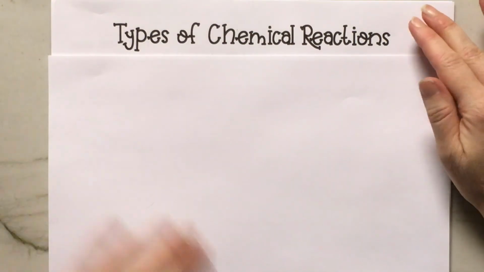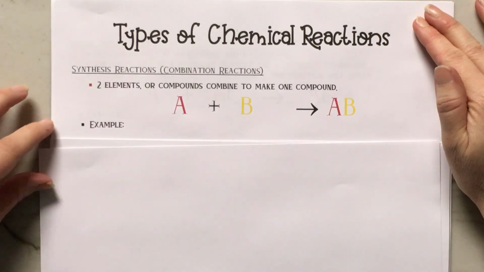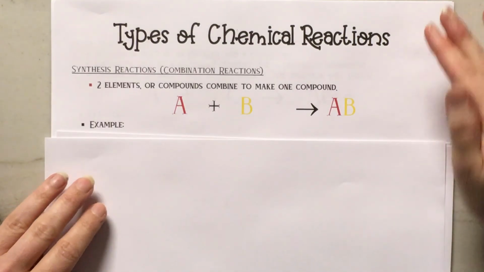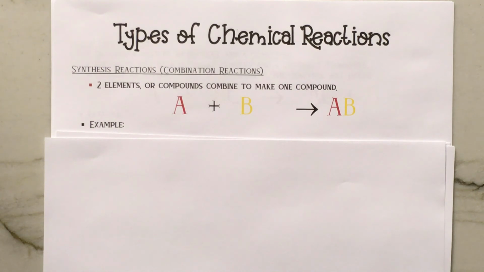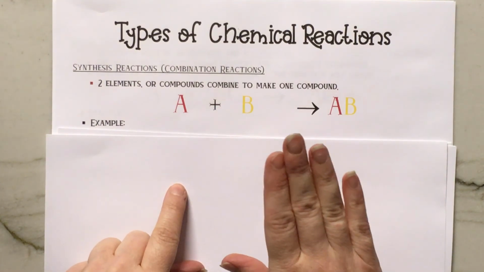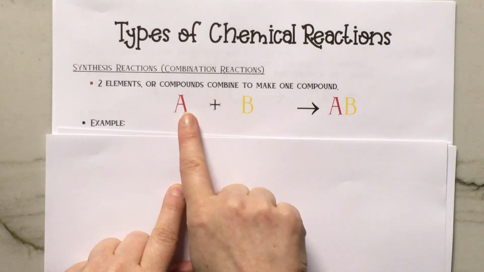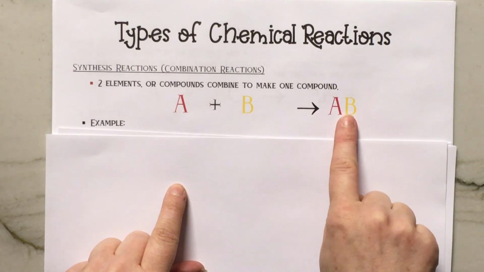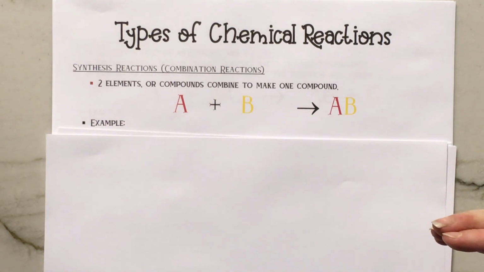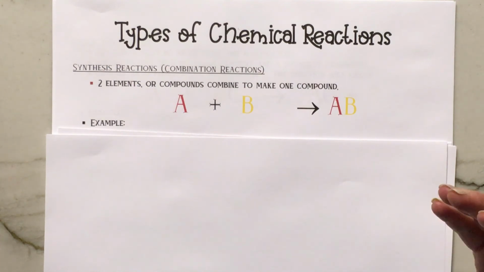So the first type of chemical reaction I would like to talk to you about is something called a synthesis reaction. A synthesis reaction is also called a combination reaction, and what it is, you have two elements or two compounds and they are going to combine to form one. So your generic equation in this is A plus B yields AB. If you think of the word synthesis, this makes sense. Maybe you think of synthetic, so making something new. And that's exactly what's happening here.